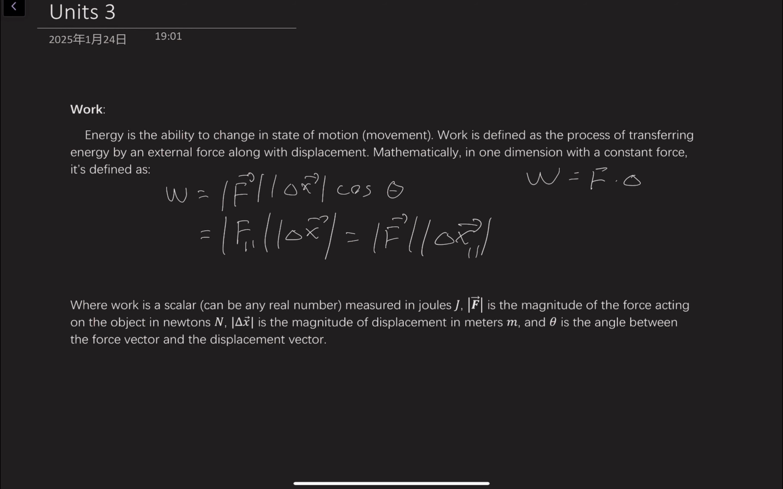Let's say work is defined as F dot delta x. This is not tested. This is part of the AP Physics C curriculum, but this is not tested on AP Physics 1.